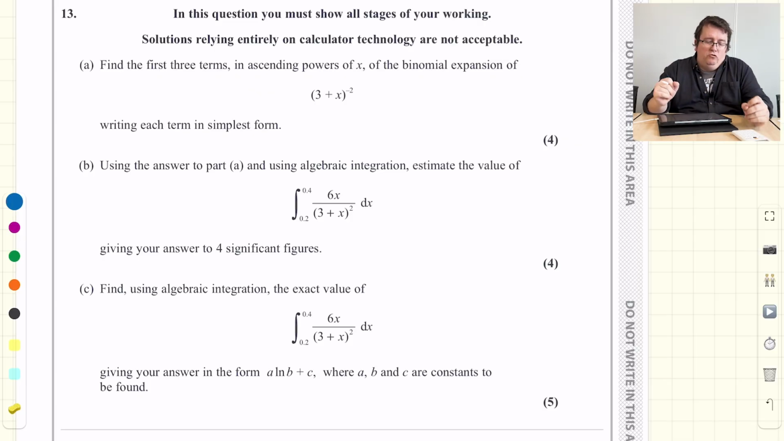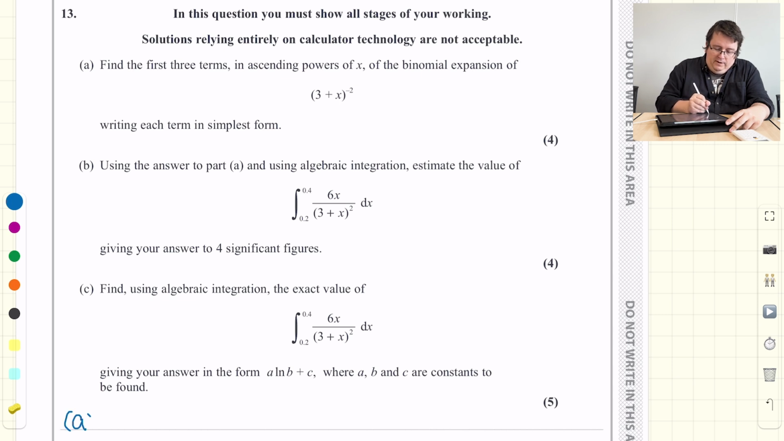So this is question number 13, and in big bold writing at the start, in this question you must show all stages of your working. Solutions relying entirely on calculator technology are not acceptable. You have been warned. So, part A, find the first 3 terms in ascending powers of x of the binomial expansion of 3 plus x to the minus 2, writing each term in simplest form.